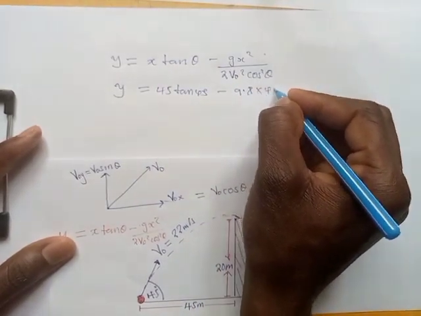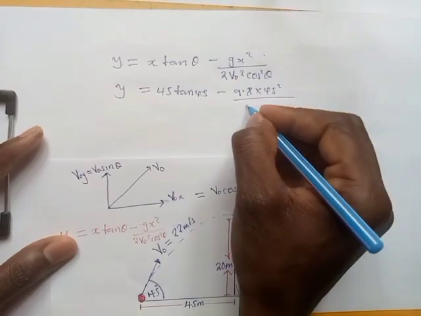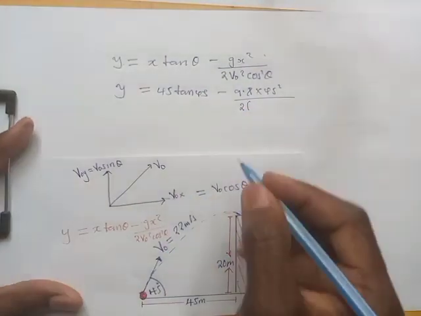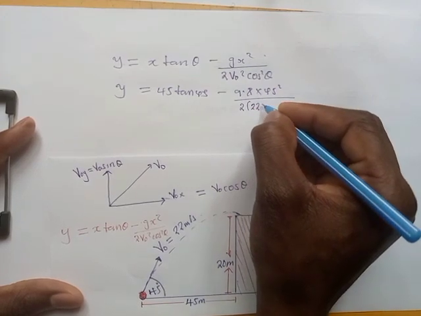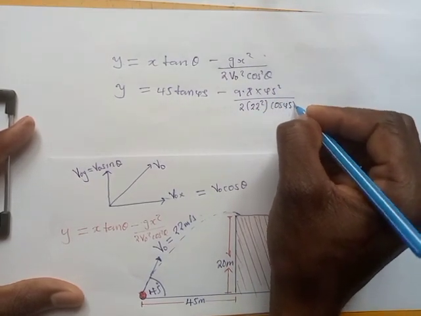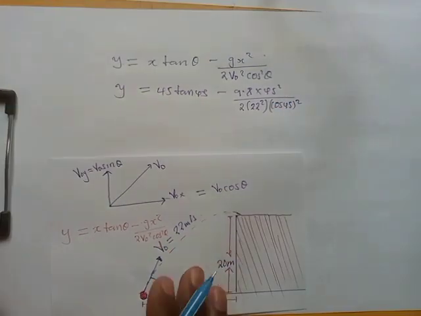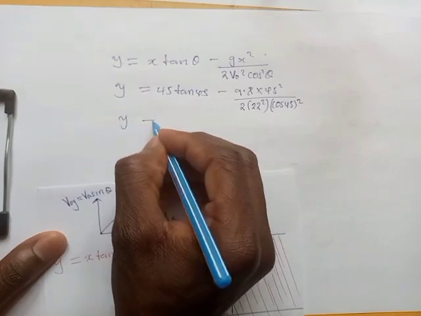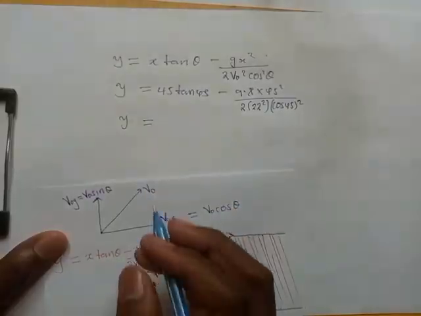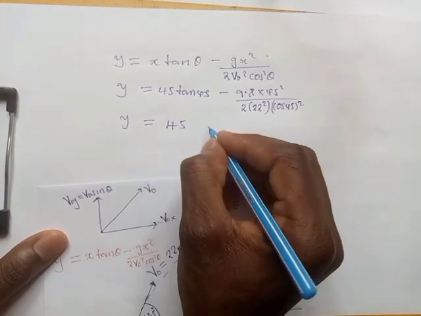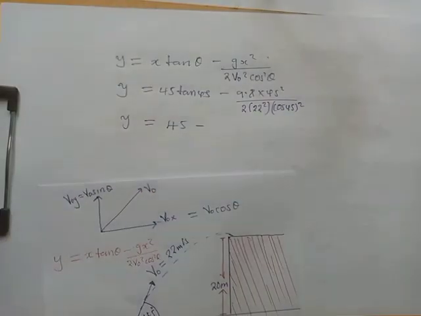multiplied by 45 square over 2. What is the initial velocity? We are saying it has to be 22 square, cos 45, squared again. Now we can start. y has to be equal to, we know that tan 45 is 1. 1 multiplied by 45 gives us 45 minus.